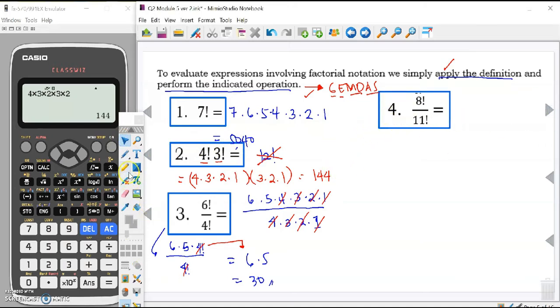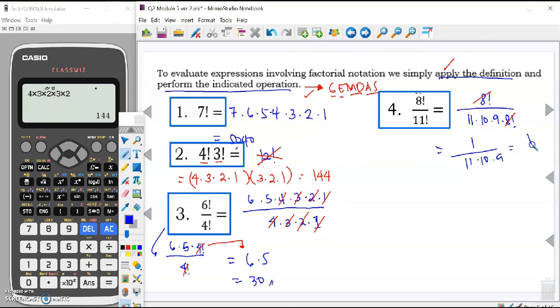So next, when we do 8 factorial over 11 factorial, we can express which is smaller, 8 factorial or 11 factorial. Exactly. 8 factorial is smaller, so we write 11 factorial in terms of 8 factorial. So we have 11 times 10 times 9 times 8 factorial. Then we can cancel 8 factorial. Are you getting that? And now we're left with nothing in the numerator, so that's 1 over 11 times 10 times 9.